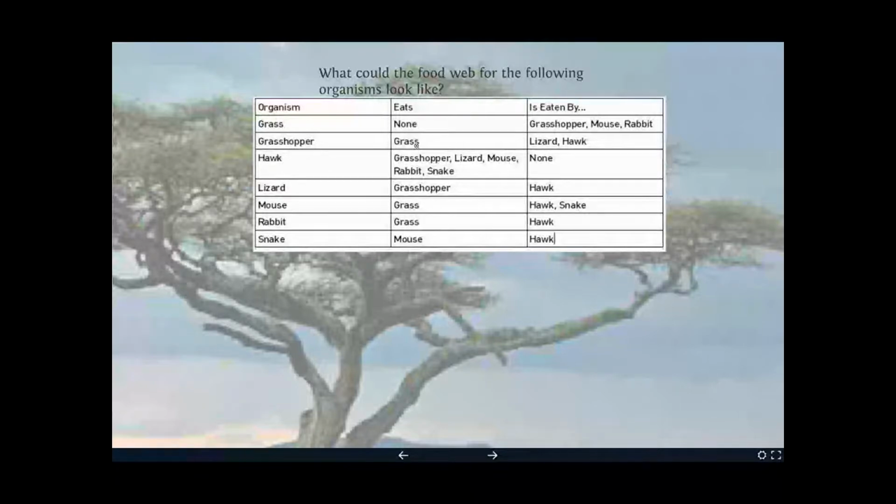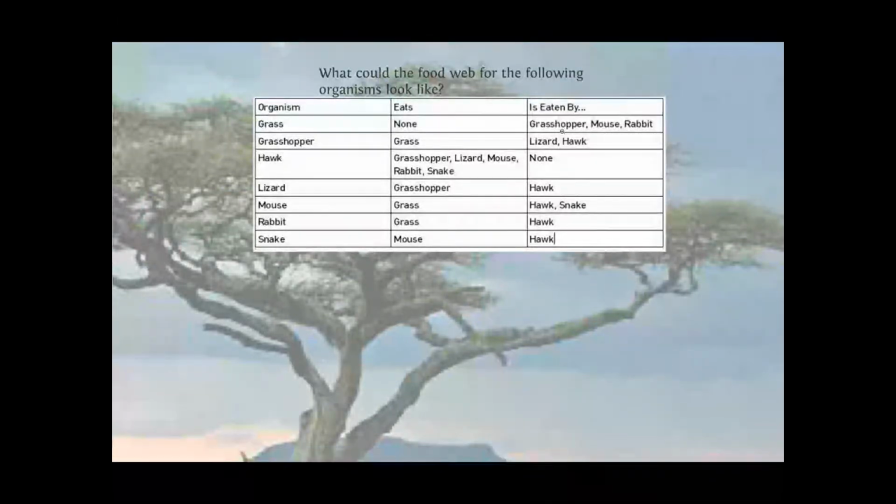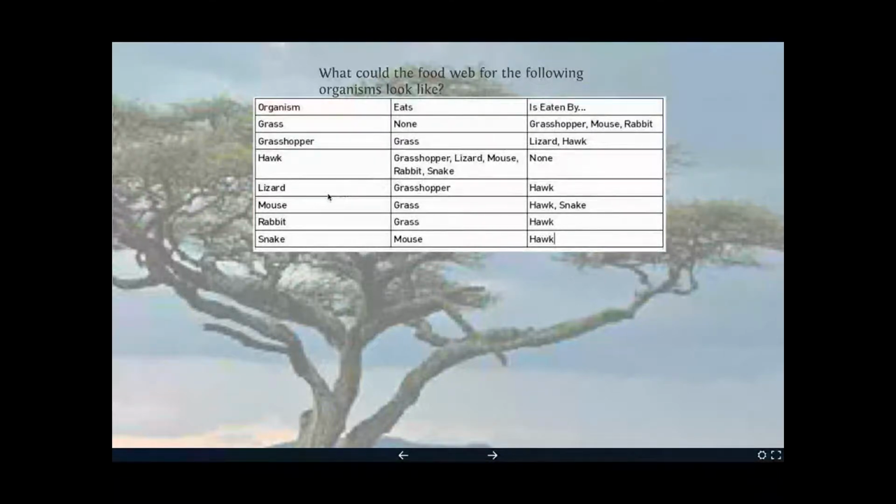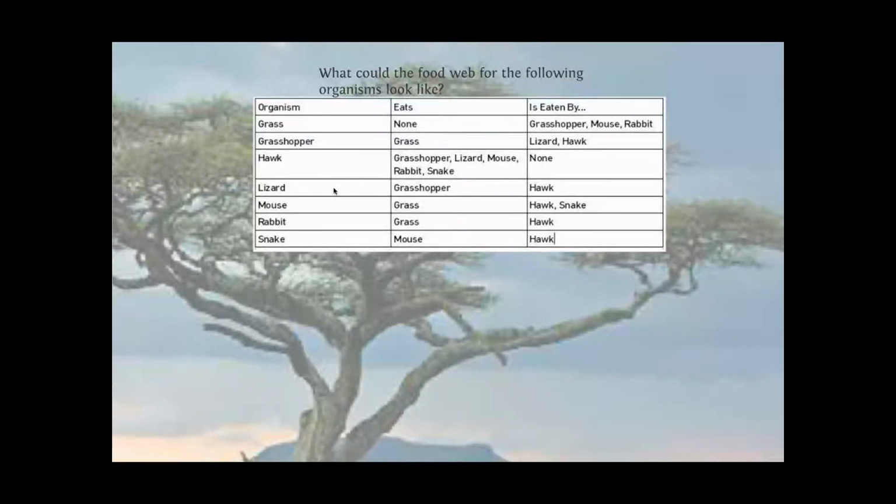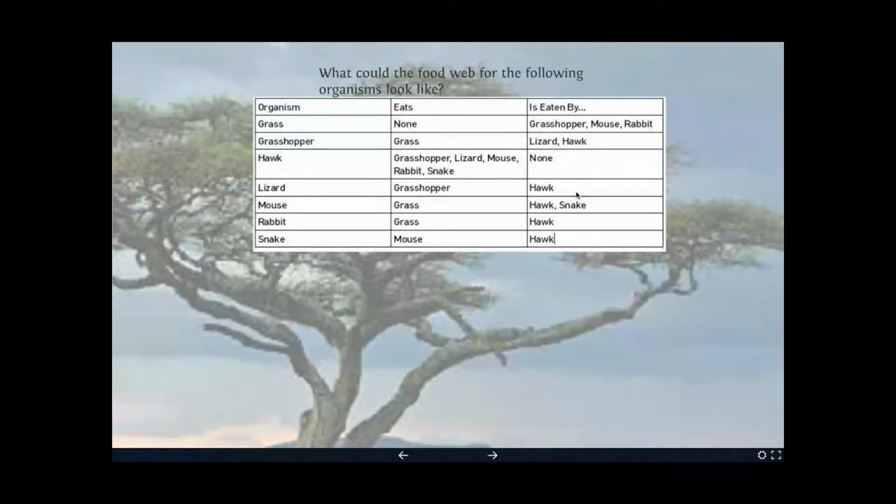But we're going to make a column. So the grass, I'm watching the grass for hours. It doesn't seem to eat anything. So I'm going to write it doesn't eat anything. But I'm seeing the grass get eaten. So it's getting eaten by some grasshoppers, some mice, some rabbits. I do the same thing for all the other organisms in my table. So I might look at, say, the lizards. And the lizards are eating grasshoppers, and they're getting eaten by the hawks. So I'd go ahead and just fill out all that information in my table there.